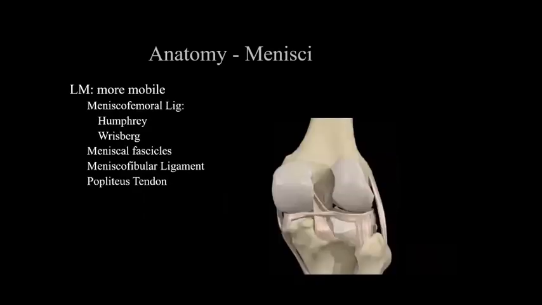And here again we see the lateral meniscus now, which is considered more mobile than the medial meniscus. But the lateral meniscus also has some ligamentous attachments, such as the ligament of Humphrey and Wrisberg, and these are meniscofemoral ligaments. In addition to these ligamentous attachments between the lateral meniscus and the femur, we have a few other structures that also provide some stability for the lateral meniscus, such as the popliteus tendon and the meniscofibular ligament.